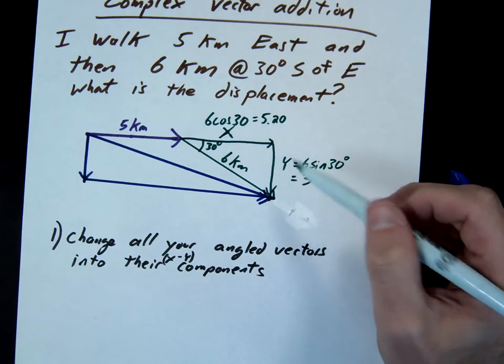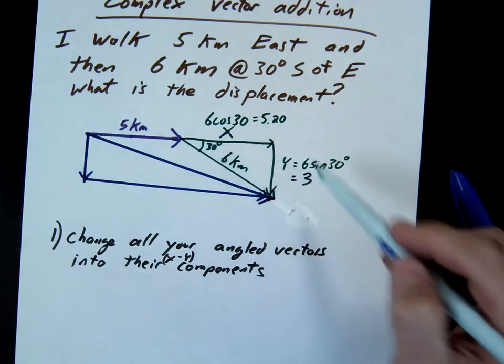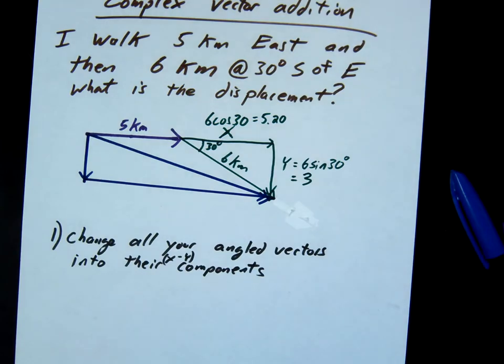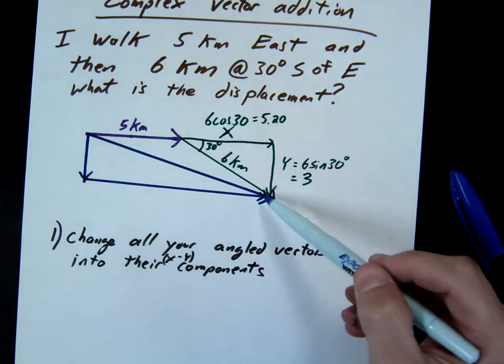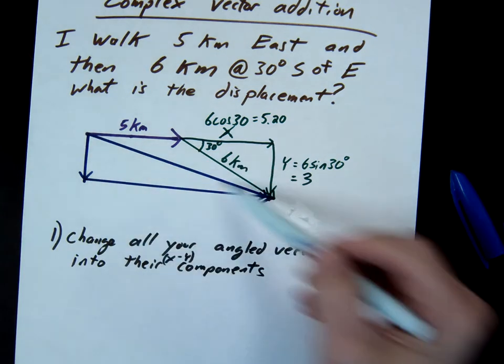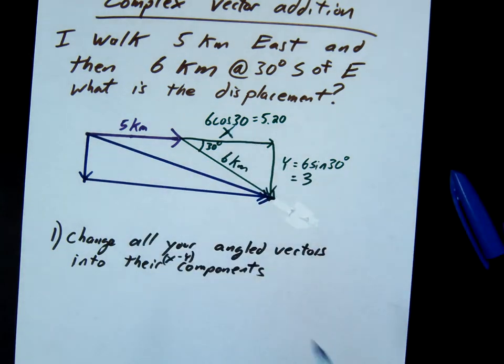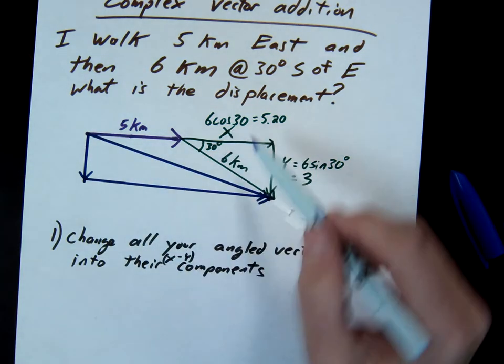Okay, so that's step one. We're going to just change everything into its components. Hopefully some of you can see where I'm going with this. We're trying to find this blue triangle. Now that we've pieced together some of these, let's say, for example, this blue side.